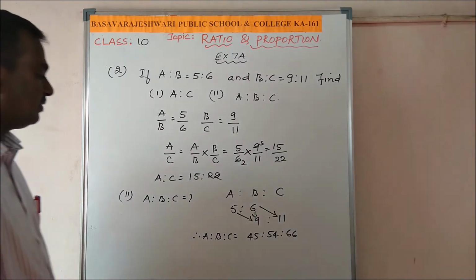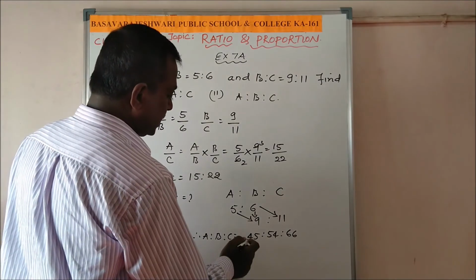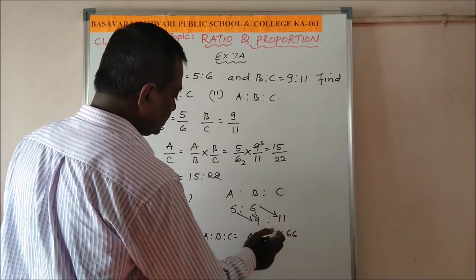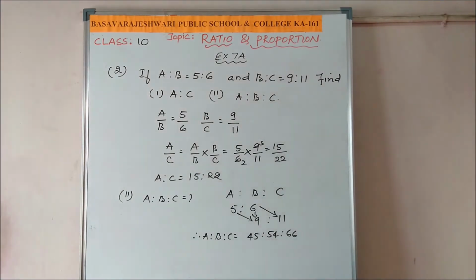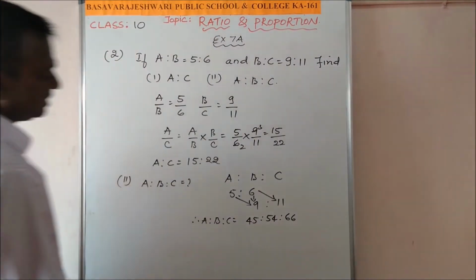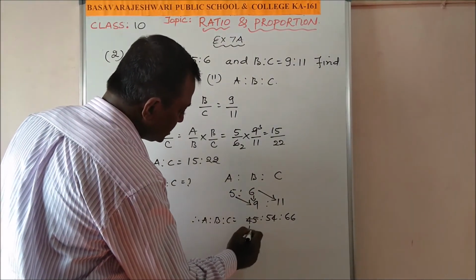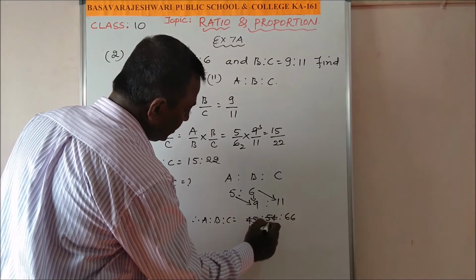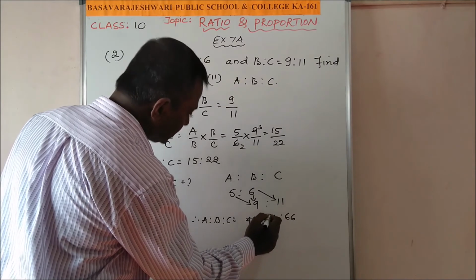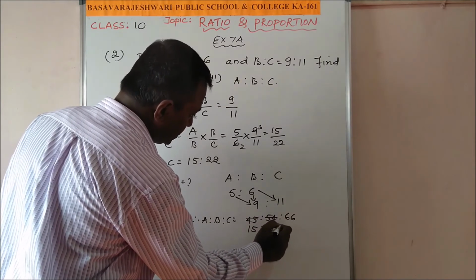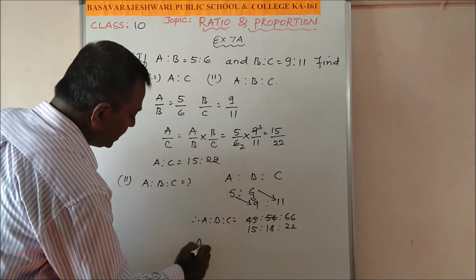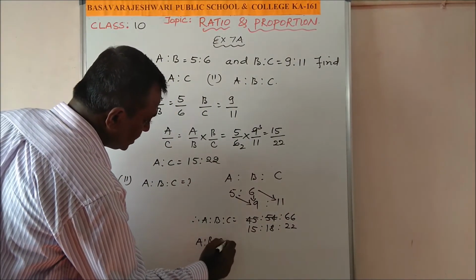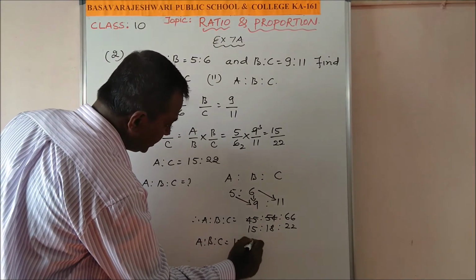Any cancellation? We can simplify it. 3 ones are 3, 3 fives are 15, 3 ones are 3, 3 sixes are 18, 3 elevens are 33, 3 twos are 6, 3 twos are 6. So what is the ratio? A is to B is to C is equal to 15 is to 18 is to 22.